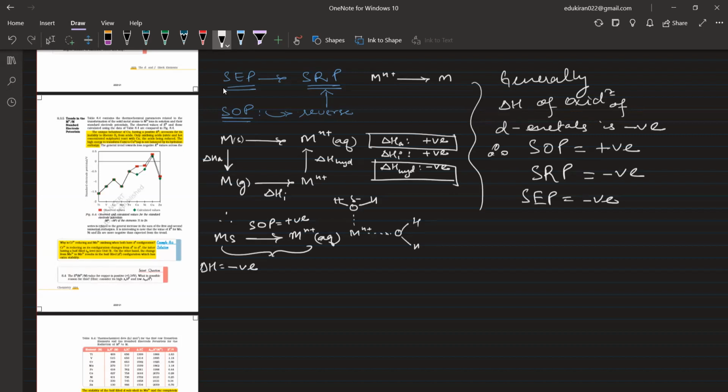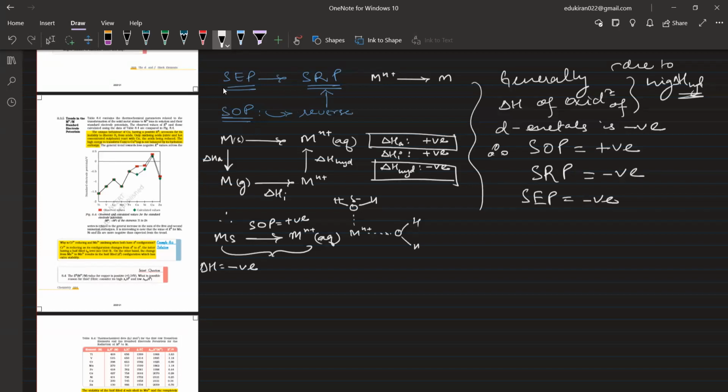Please tell me, guys. Generally speaking, delta H of oxidation of d metal is what? Negative because of high hydration energy. This is due to high delta H hydration. ठीक है? Due to delta H hydration. Please remember, delta H hydration is the main point.